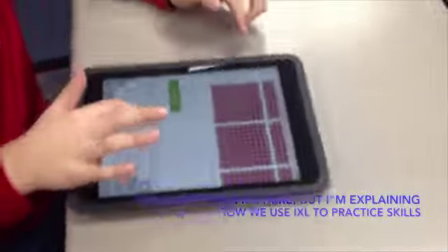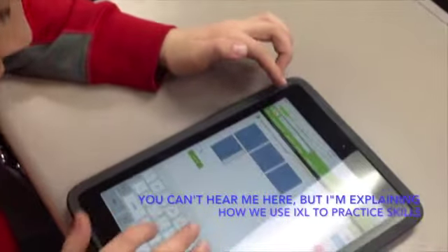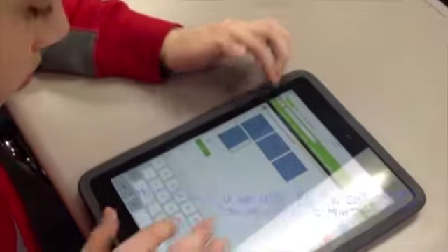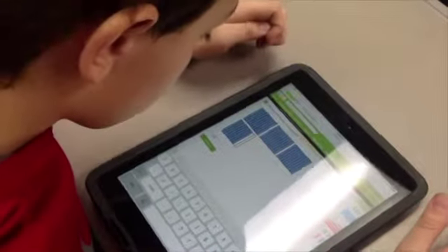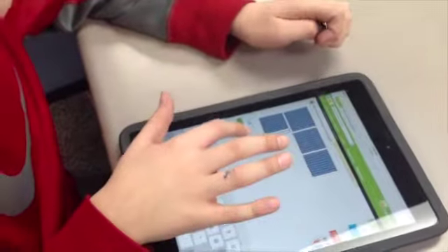I have been using a program called IXL to help us practice our math skills. And it's an online practice that the students can do at home as well by logging on from home on their computer. Today we're practicing matching pictures with decimal numbers. And what's the answer for this one? The end.